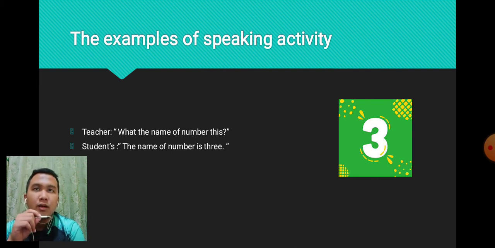In this section, the teacher can give the student a picture or image of the symbol of the number, and then the student guesses what number the teacher gave him or her. Like in this example, the teacher gave the symbol of number 3, and then the student answers that the number in the picture is 3. You can look at it.